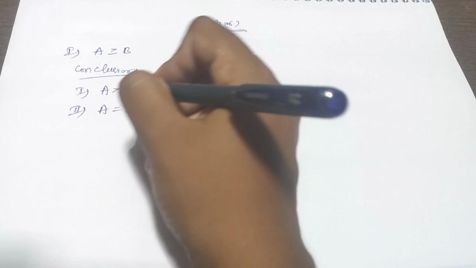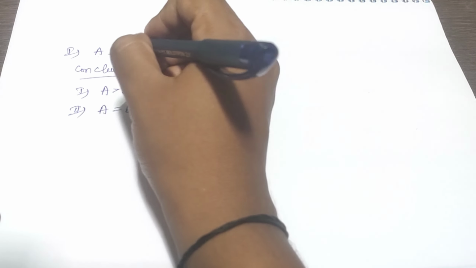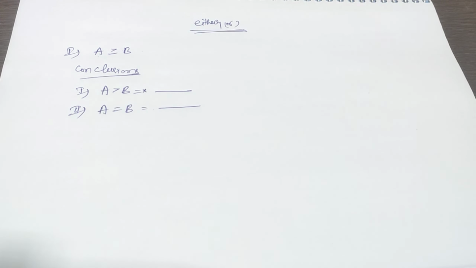Then come to the second conclusion: A is equal to B. In the statement A is greater than or equal to B, but in the conclusion A is equal to B. So this is also wrong with the second conclusion.